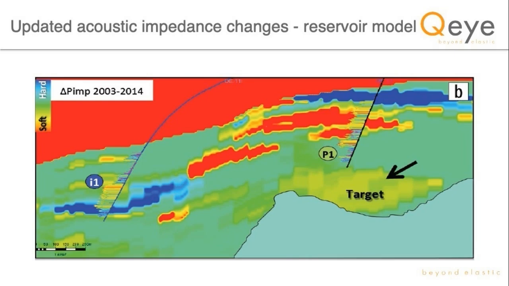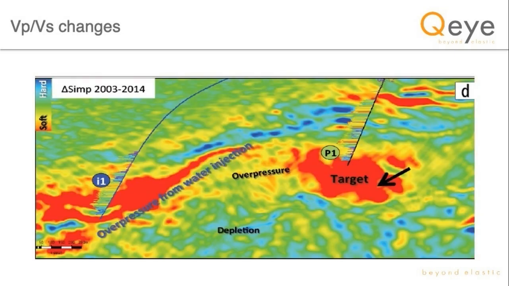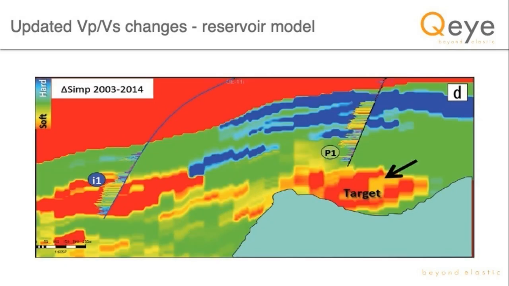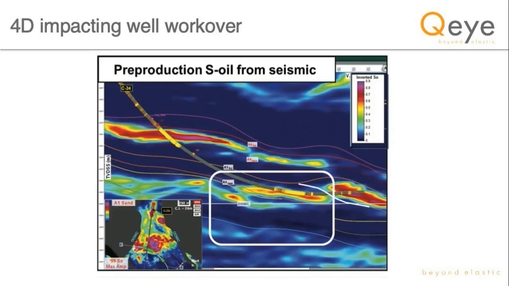But maybe what's more of interest is looking at the VP/VS changes. So here again we see a distinct VP/VS anomaly at the tip of the TD of the well, the existing well. None of that was present in the original reservoir model. But with the reservoir model being updated, we now see that there's a potential large target at the TD of the existing well. And these results were then used to impact the well workover for the field.